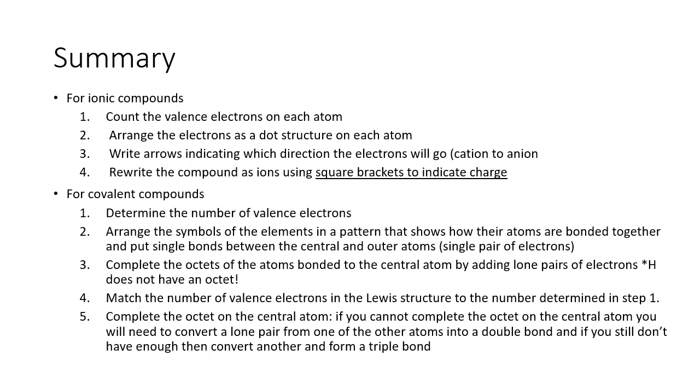Match the number of valence electrons in the Lewis structure to the number from step 1. And if you don't already have one, complete the octet on the central atom. If you can't complete the octet, then you'll need to convert a lone pair from one of the atoms into a double bond. If you still don't have enough, you do a triple bond.